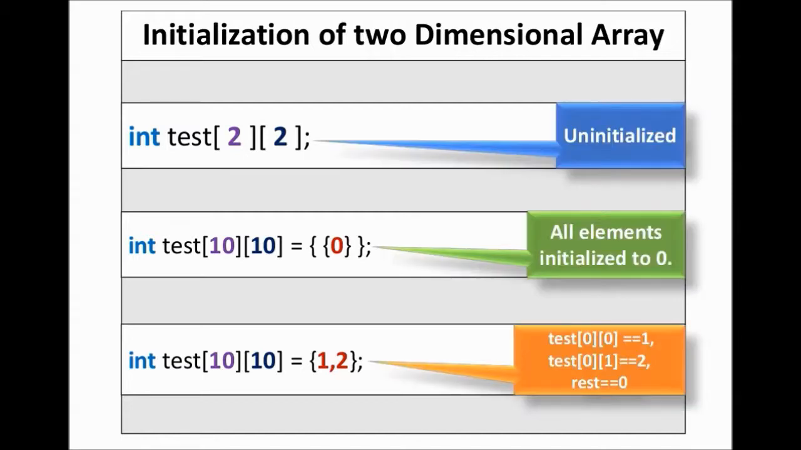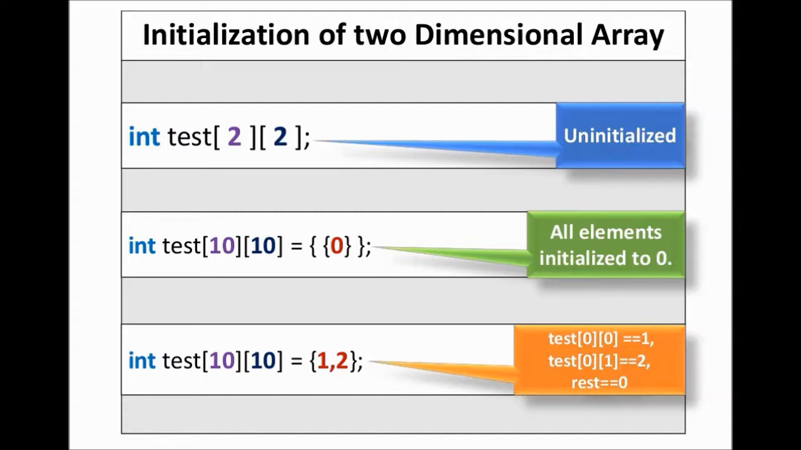So the first one, int test[2][2], is uninitialization, meaning we just create an array. We did not store any value in this array. We just declare it. So it is called uninitialization.